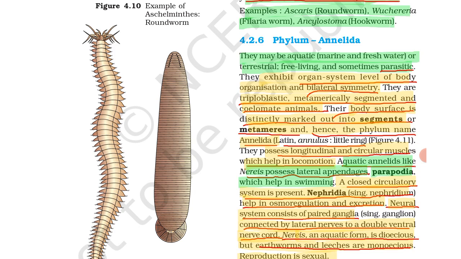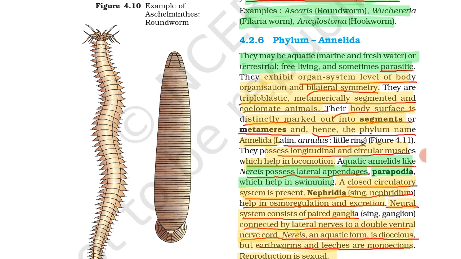They are triploblastic. What is meant by triploblastic? Triploblastic means they are made up of three germinal layers: ectoderm, mesoderm and endoderm. Ectoderm is present outside, mesoderm in the middle and endoderm inside. So they are triploblastic, metamerically segmented and coelomate animals.